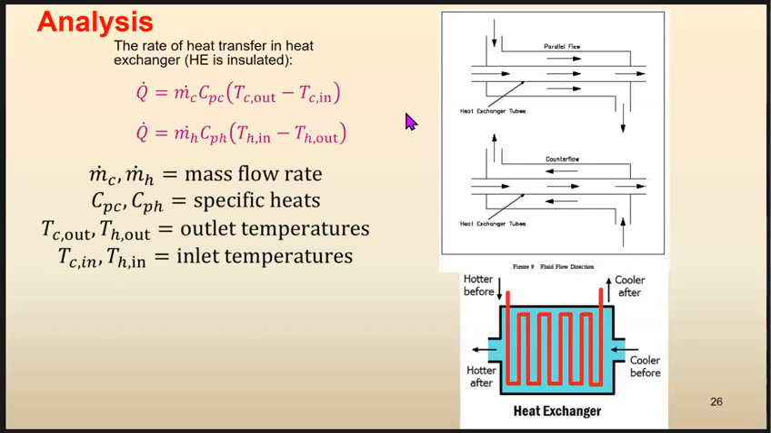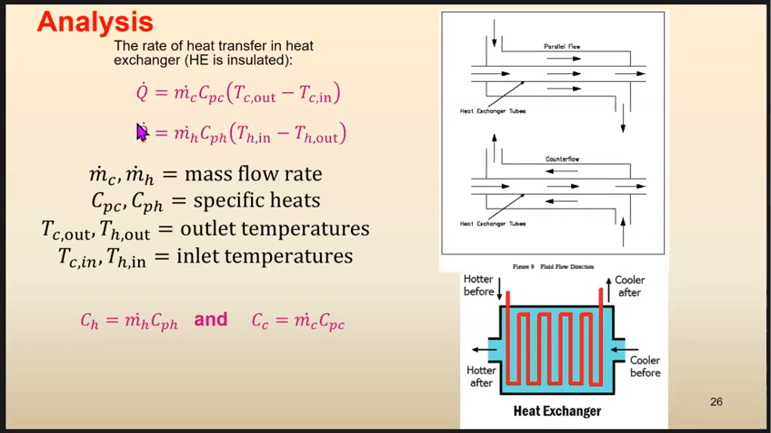Okay, what are those? M dots are the mass flow rates at the cold side and the hot side. M dot sub C means cold side, M dot sub H means hot side. C sub PC is the specific heat of the cold fluid, and C sub PH is the specific heat of the hot fluid. T_C,out and T_H,out are the outlet temperatures at the cold side and hot side respectively, and T_C,in and T_H,in are the inlet temperatures at the cold side and hot side respectively.